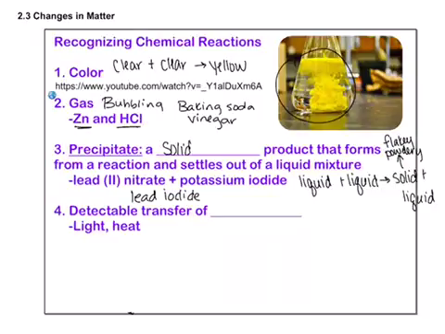And then the last evidence for a chemical reaction would be the detectable transfer of energy. So this would be either light, heat, or even sound given off. And so does the reaction produce heat? Well, put your hand towards it. Do you feel it being warm or not? Light, does it make a bright light? Or sound? Sometimes chemical reactions will start to pop.